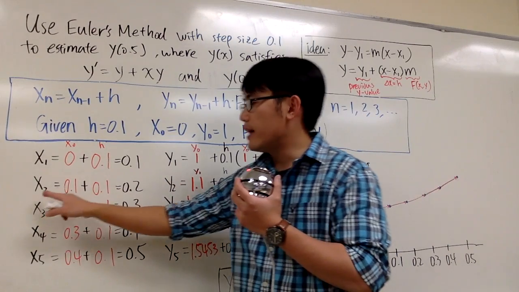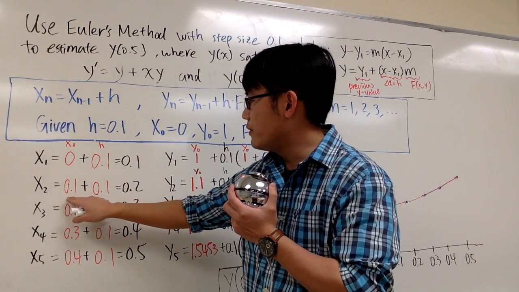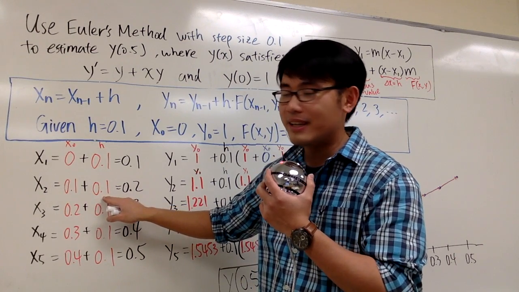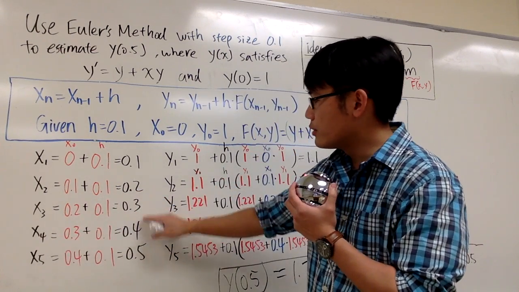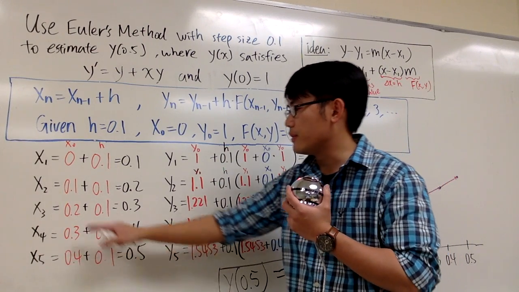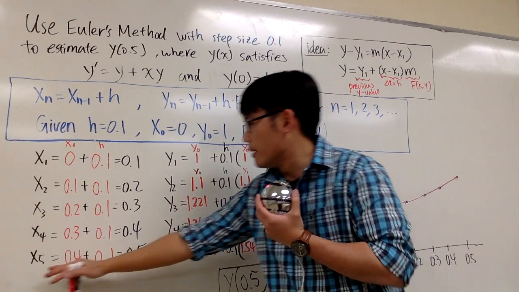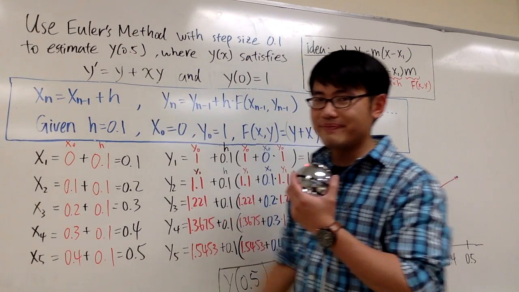And then likewise for the x2, you started at 0.1 previously. That's the x1 value, and you added the h value, that's the change in x. So you get to 0.2. And then likewise for x3, you get 0.3, 0.4, 0.5 for x3, x4, x5. And we stop at x5 because all we care about is just y of 0.5.